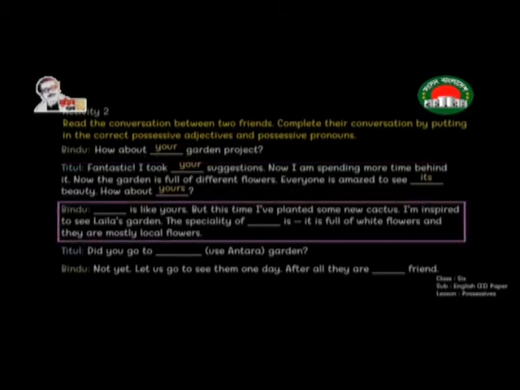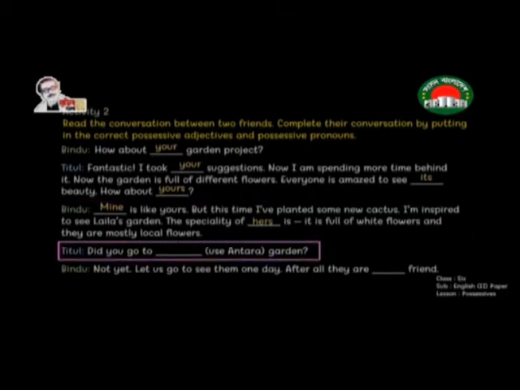So then Bindu is saying dash is like yours. Yours means your garden. So here will be a possessive pronoun. Mine. Mine is like yours. That means my garden is like your garden. But this time I have planted some new cactus. I'm inspired to see Lila's garden. The specialty of dash is, okay, specialty of whom? Yes, hers. That means Lila's garden. The specialty of hers is, it is full of white flowers and they are mostly local flowers.